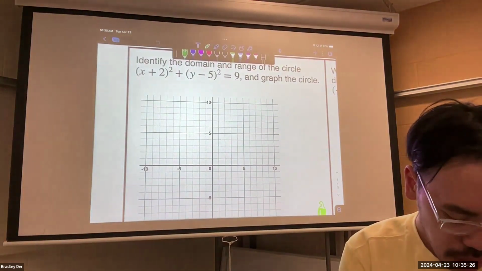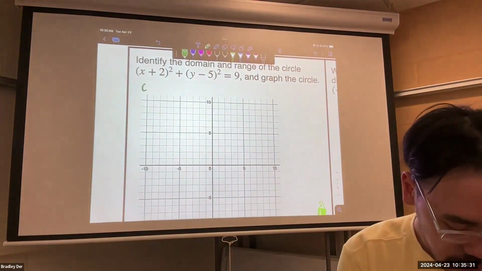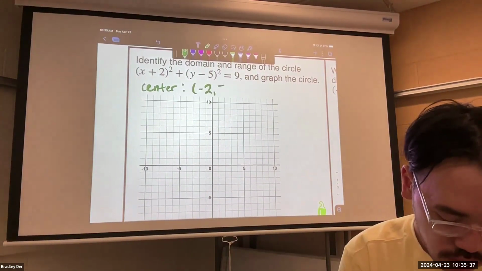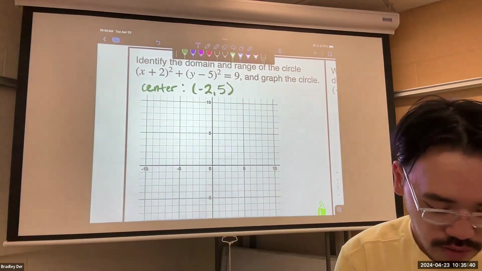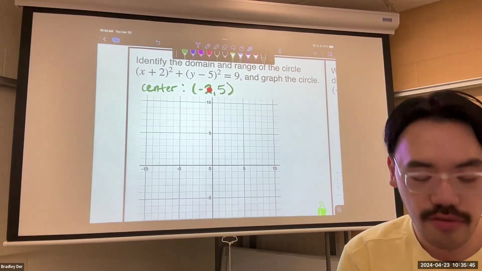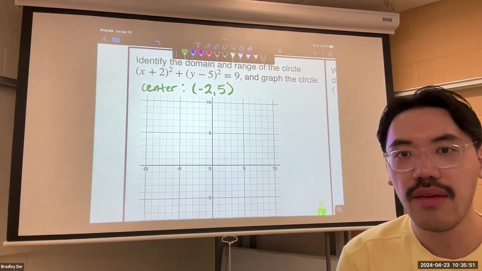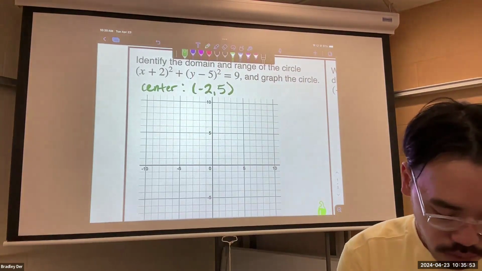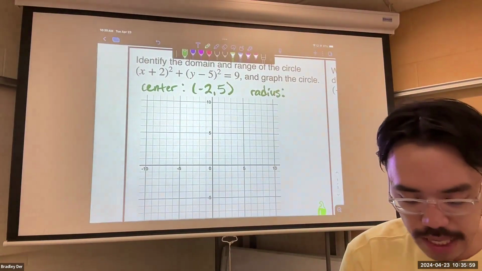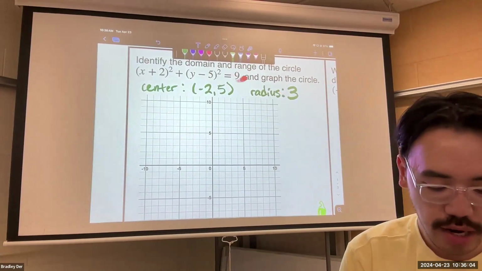I'm going to go with domain and range first, just to show that you don't necessarily need a graph to get this done. If you remember from geometry, this is an equation of a circle where the center is (-2, 5). I've got an x plus 2 that's telling me that my x coordinate for the center is -2. I have a y minus 5, and that tells me we're going to have a positive 5 as the y coordinate for the center. And the radius would be 3, the radius squared being 9, so 3 squared gets you to 9.